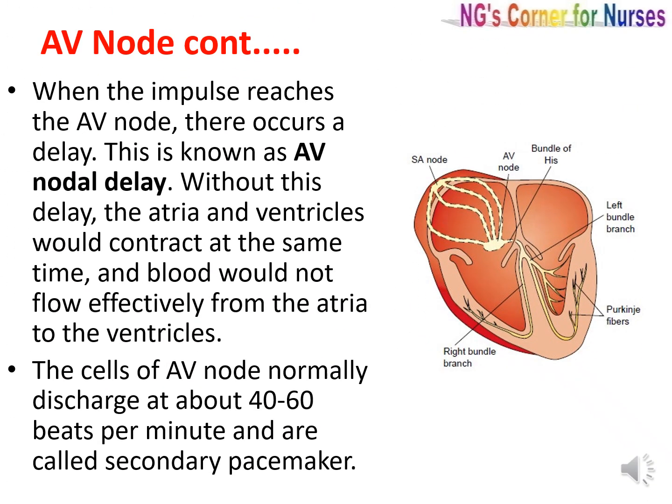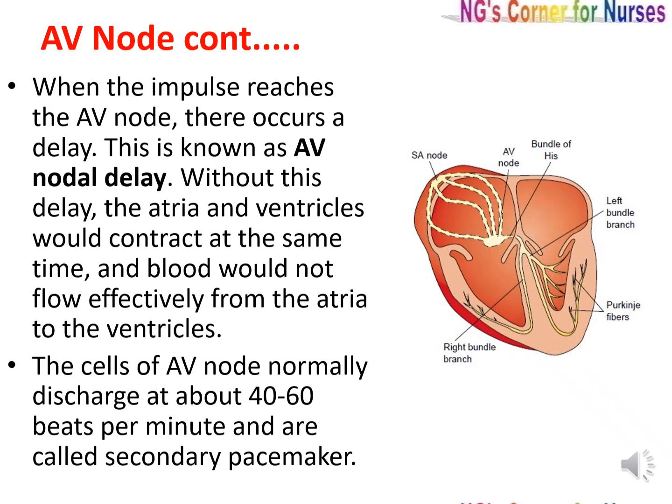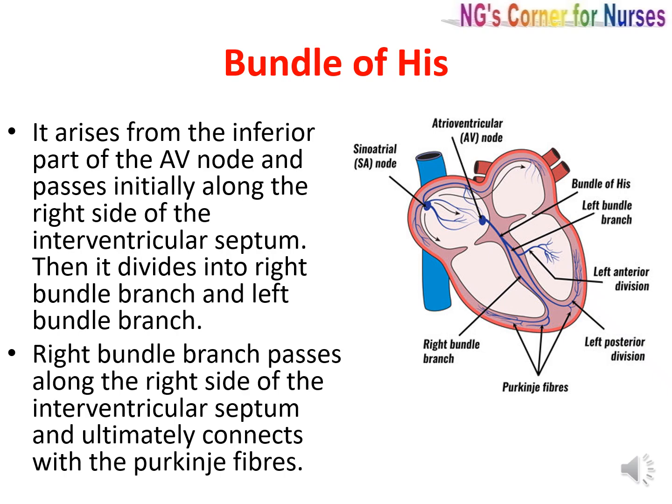When the impulse reaches the AV node, there occurs a delay. This is known as AV nodal delay. Without this delay, the atria and ventricles would contract at the same time and blood would not flow effectively from the atria to the ventricles. The cells of the AV node normally discharge at about 40 to 60 beats per minute and are called the secondary pacemaker of the heart.